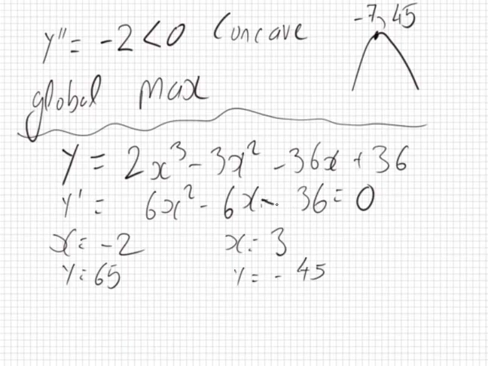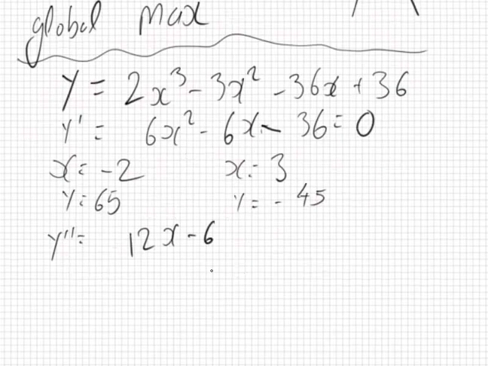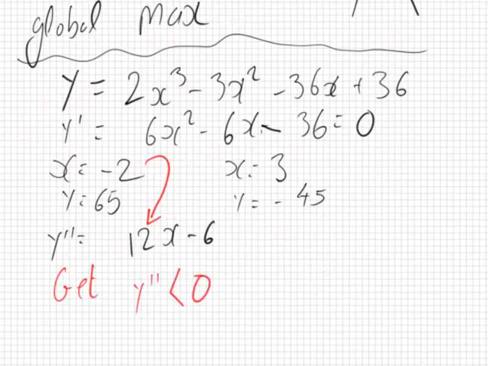Now, one of these will be a max and one of these will be a min. So the second derivative here will be 12x minus 6. What's slightly different here is it's not a constant, whereas in the last one it was. So what we need to do is sub in minus 2 and we get 12 times minus 2 minus 6, which is minus 24 minus 6. I know it's definitely going to be negative. I don't even have to work out what the number is.